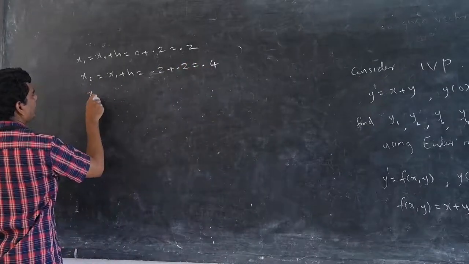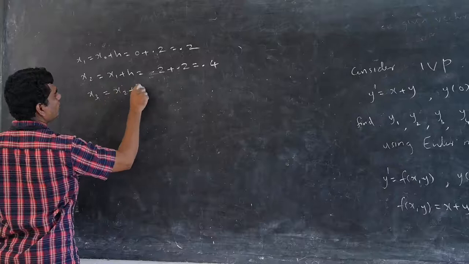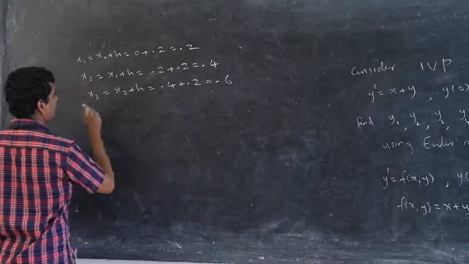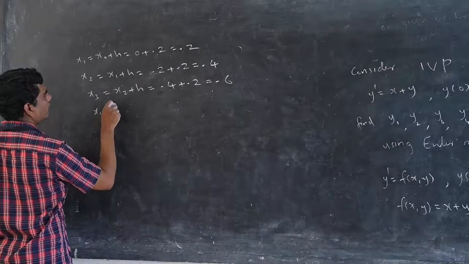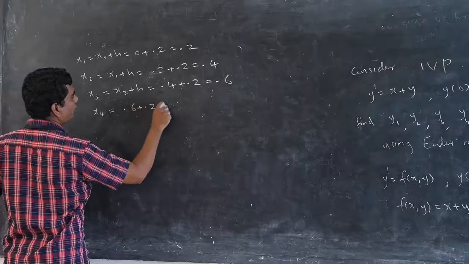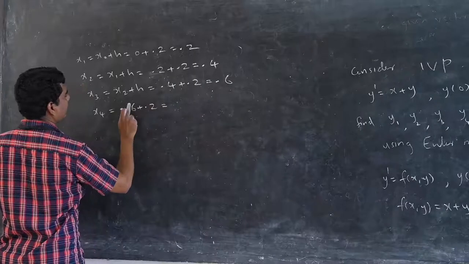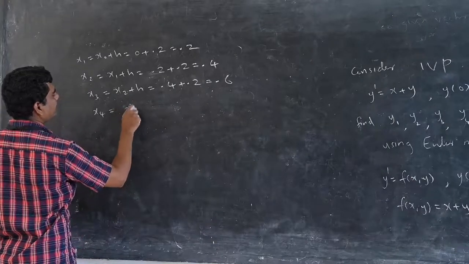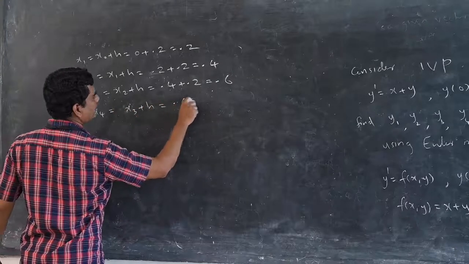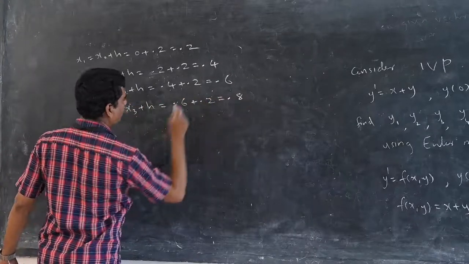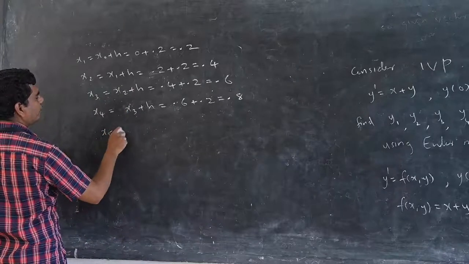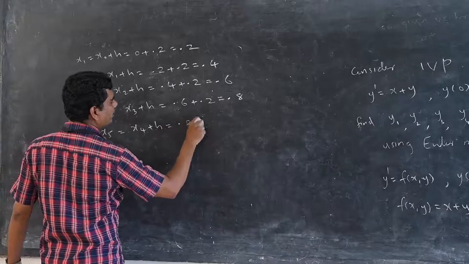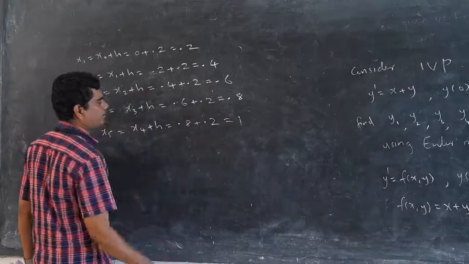0.2 plus 0.2 is 0.4. x3 is equal to x2 plus h. 0.4 plus 0.2 is 0.6. x4 is equal to x3 plus h. 0.6 plus 0.2 is 0.8. x5 is equal to x4 plus h. 0.8 plus 0.2 is equal to 1.